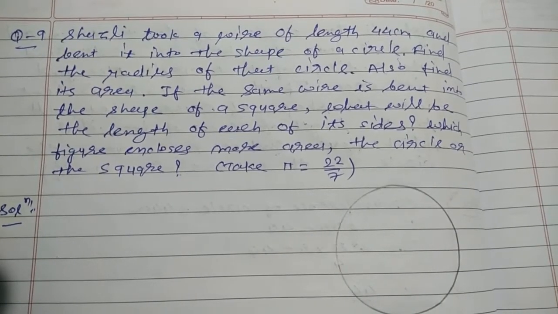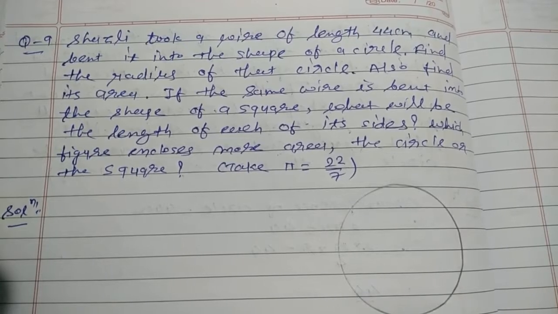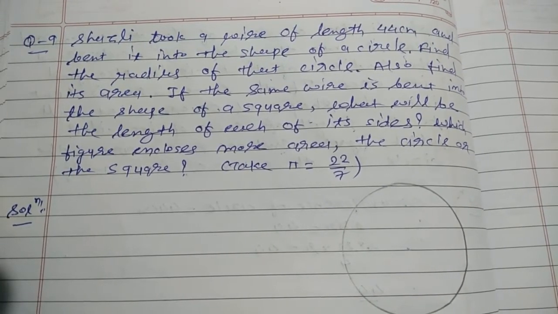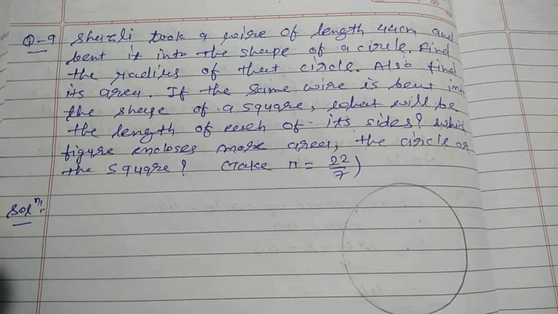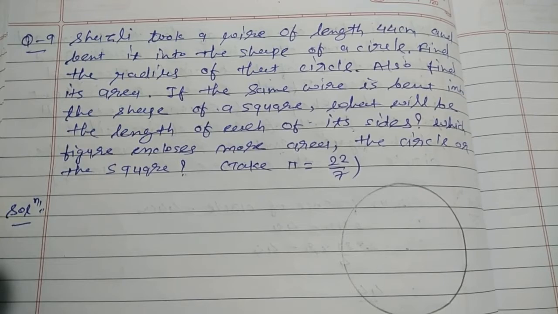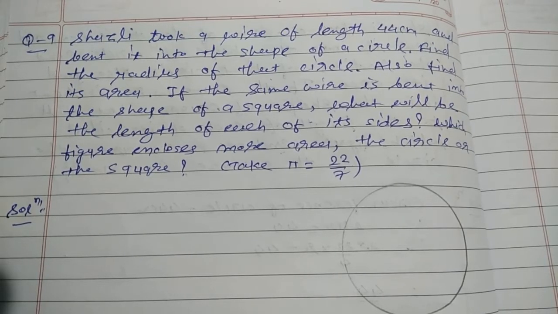Next, question number 9. Sajli took a wire of length 44 cm and bent it into the shape of a circle. Find the radius of that circle, also find its area. If the same wire is bent into the shape of a square, what will be the length of each of its sides? Which figure encloses more area, the circle or the square?